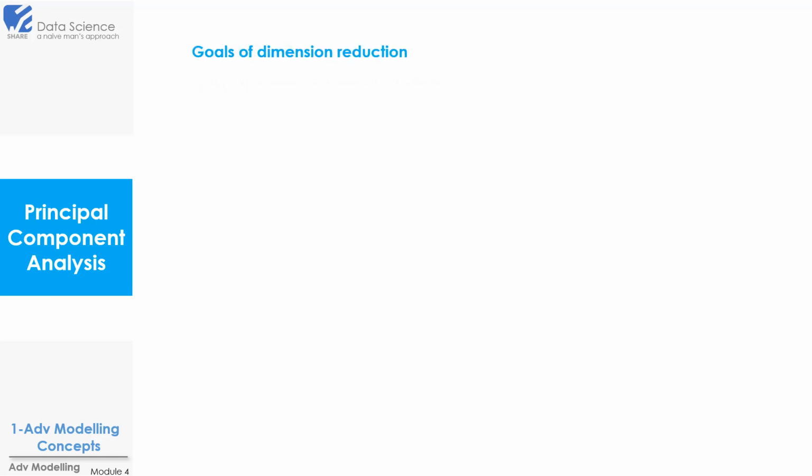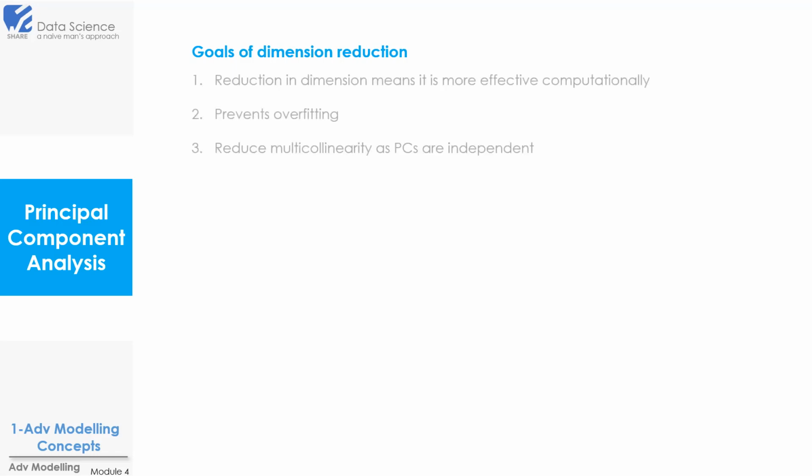So moving forward now, let's see what the goals of dimension reduction are. Basically, we achieve three goals via PCA. The first goal is, by reducing dimension, it becomes computationally efficient. The second goal is, it prevents overfitting. And the third goal is, it reduces multicollinearity as PCs are independent of each other. So these are the three goals that are achieved through principal component analysis.